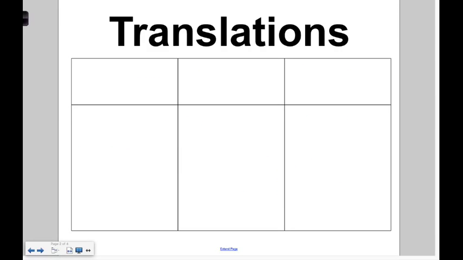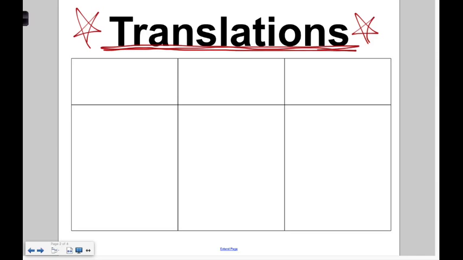Okay, so the next screen you're going to see says translations. That's the first transformation we're going to cover. Now on your paper it says transformations. I need you to scratch that out and write translations. So I need you to scratch out the word transformations on the page that has the table and write translations.